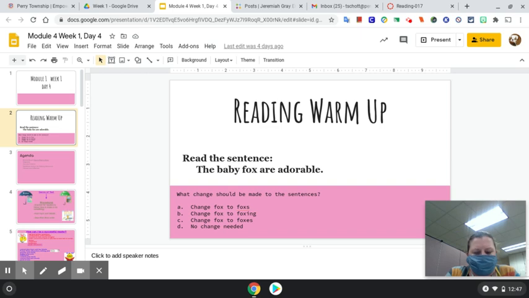So go ahead and look at your reading warm-up. It says, read this sentence. The baby fox are adorable. What change should be made to this sentence? So look at that. The baby fox are adorable.